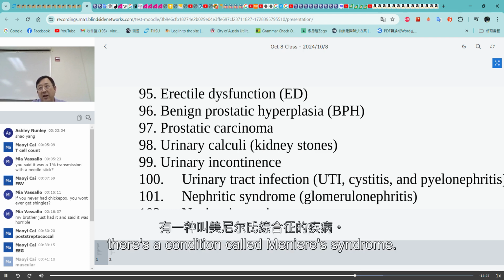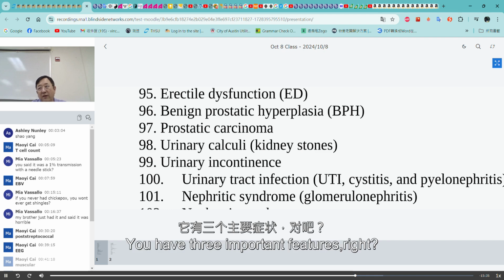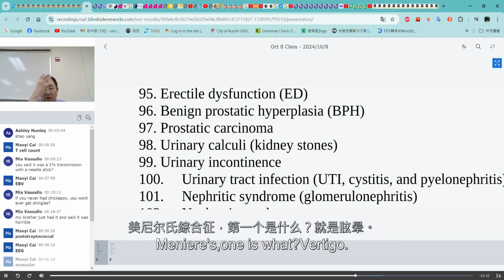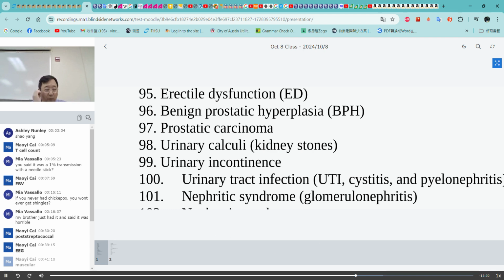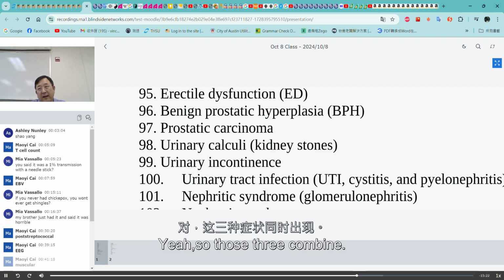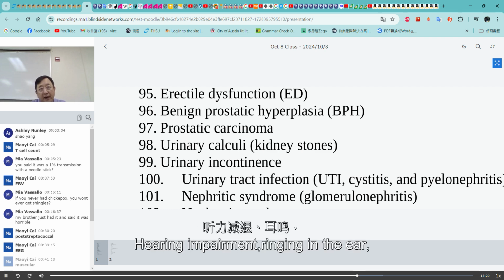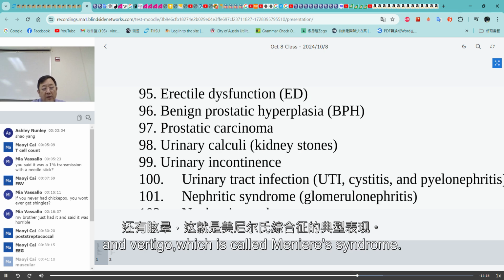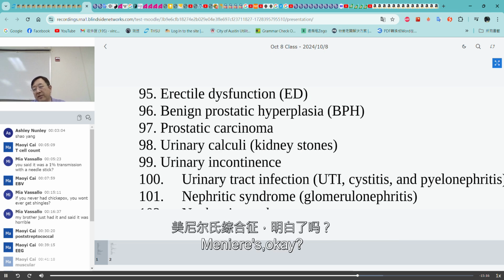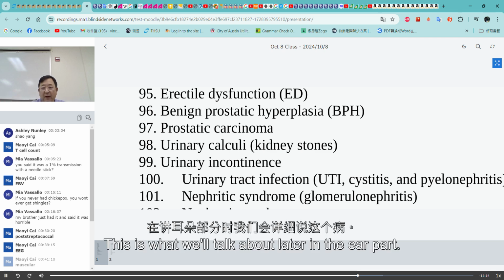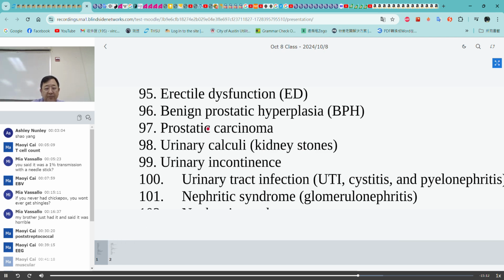There's a condition called Meniere's syndrome. You have three important features, right? One is vertigo. The second one is ringing in the ear, tinnitus. And number three is hearing impairment. Yes, those three combined, hearing impairment, ringing in the ear, and vertigo, is called Meniere's syndrome. Okay? Yeah, this is what we'll talk about later in the ear part.